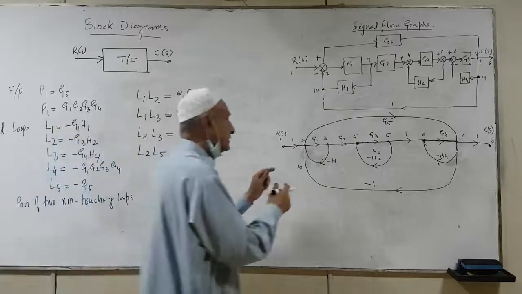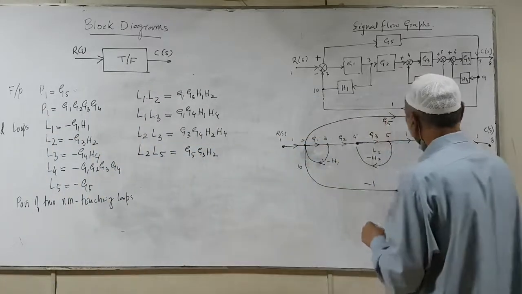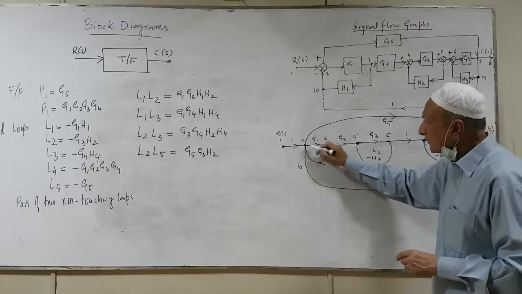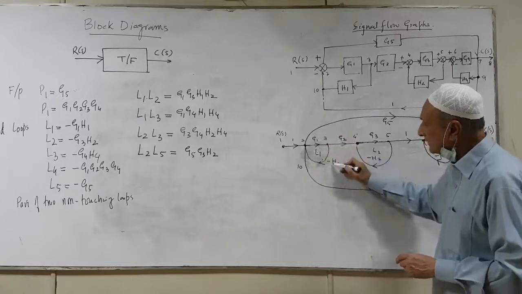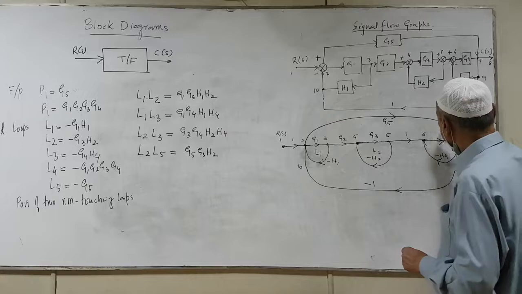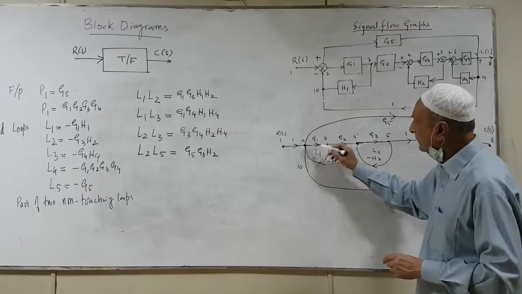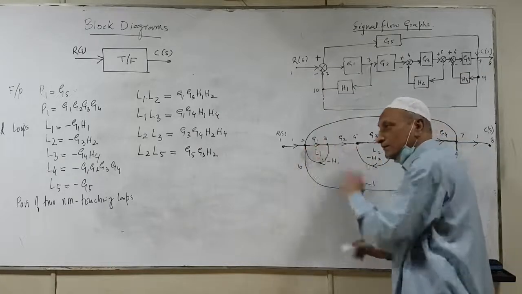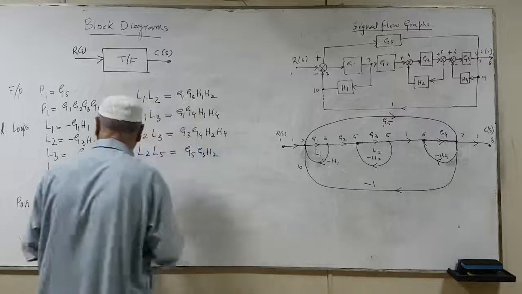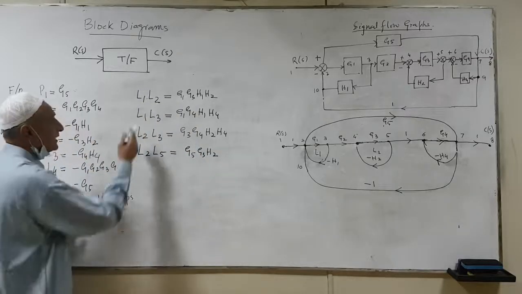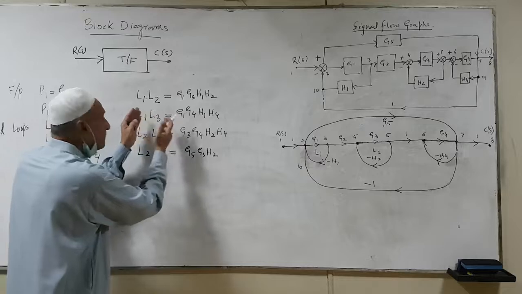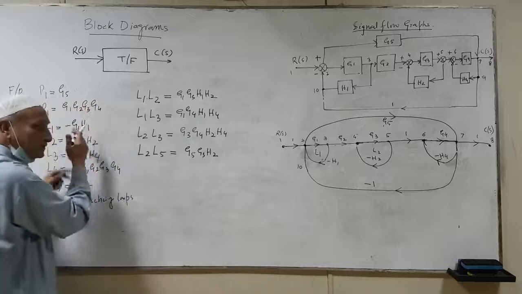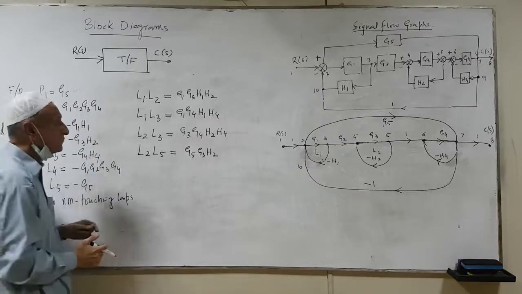Now there is no other. You cannot say this outer loop and this one are non-touching. No, because there is a node in common in this case. You see, L1 is this loop, minus G1 H1, and this outer loop L5 is minus G5, but they are touching because there is a node in common in both cases, so you cannot have this one. So we complete this. The pair of two non-touching loops is this one, and when we have the pair L1 and L2, their combined transmittance is simply the multiplication of the two independent loop transmittances. So we have obtained it.